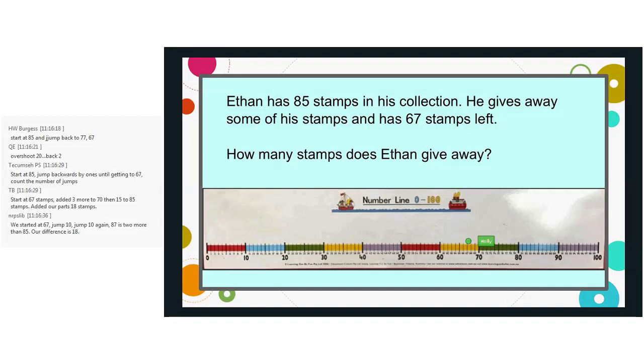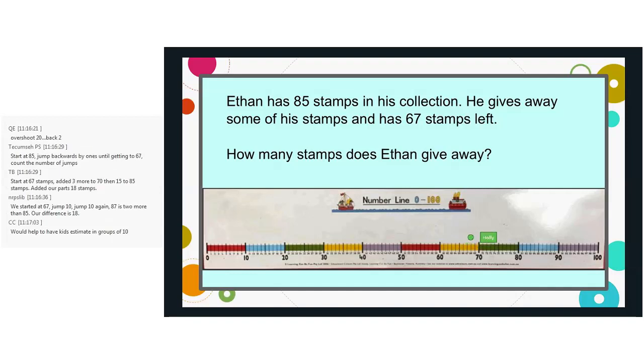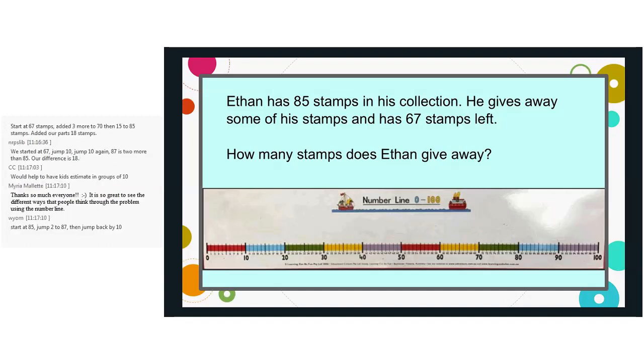Now, if you saw subtraction as a difference between two numbers, again, of 85 and 67, you may have decided to add up. I love adding up instead of subtracting. What about you, Holly? So much easier.